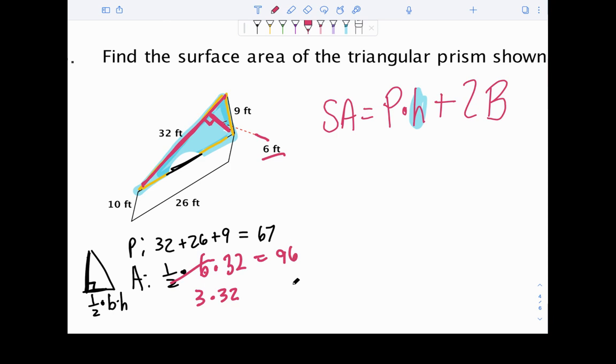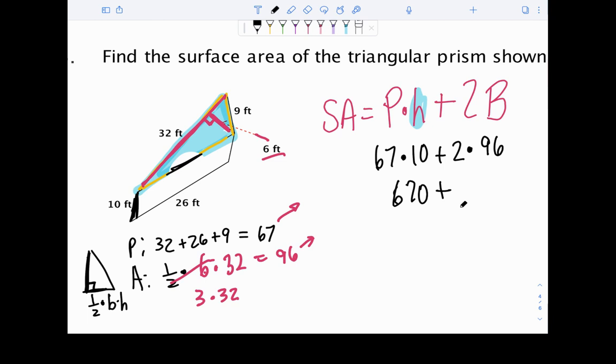And so again, plugging in. So I'm going to go up here. So perimeter, 67 times the height. Well, what's that one? This one over here that we haven't used yet, that's between the top triangle and the bottom triangle, plus 2 times the area of the base, which we just figured out was 96. And then we go with that. So 670 plus 192. And when we add that together, it's 862 feet squared.